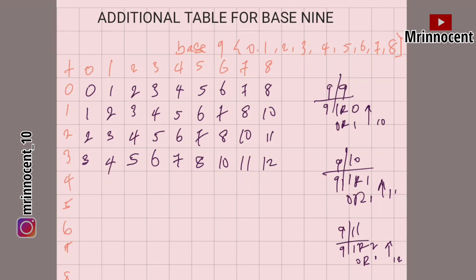4 plus 0 is 4. 4 in base 9 is 4. 4 plus 1 is 5. 5 in base 9 is 5. 4 plus 2 is 6. 6 in base 9 is 6. 4 plus 3 is 7. 7 in base 9 is 7. 4 plus 4 is 8. 8 in base 9 is 8. 4 plus 5 is 9.